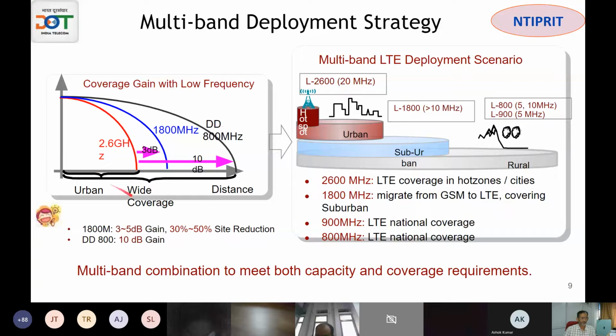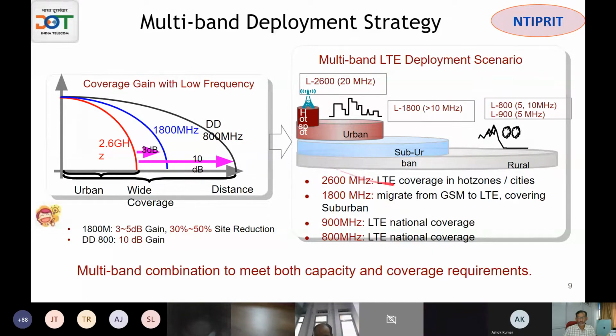Then we have got this mid segment, you have got 1800 and 2.6, etc. Many bands are there, but there is a tremendous advantage given by the lower bands. Now a 10 dB advantage is there compared to a 2.6 to 800 kind of a spot, and a 3 dB advantage is there between 800 and 2.6. This is giving a wide coverage advantage for the lower bands.